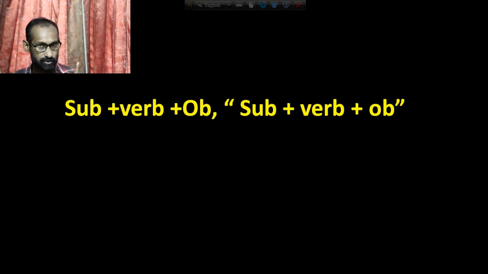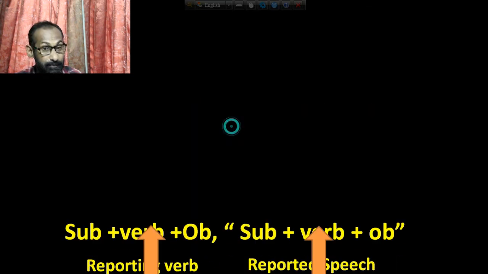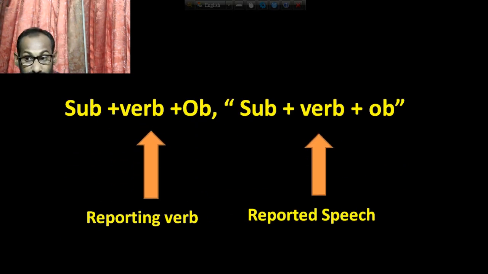We know that there are two parts of narration. The first part, look at the screen. Here is subject, verb and object, then a comma. That means the first structure before the comma is called the reporting verb, and the second structure, subject verb object inside the inverted comma, is called reported speech. The first part before the comma is called reporting verb and the second part inside the inverted comma is called reported speech.